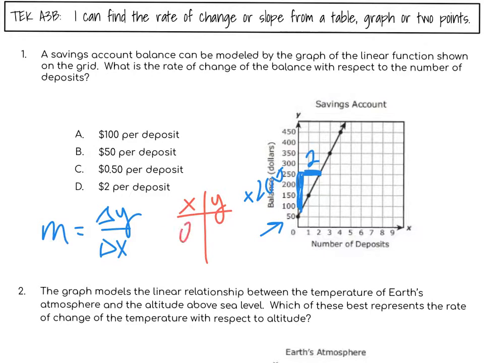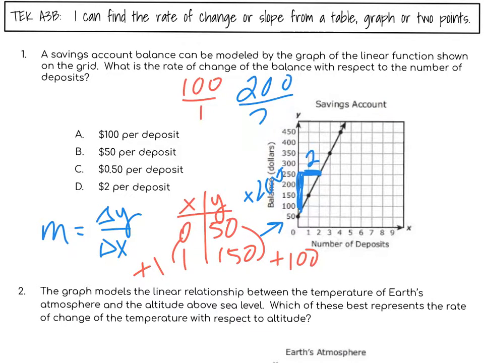The other thing you can do is pull points off of your graph. So 0, 50, and then 1, 150. So you see this changes plus 100, this changes plus 1. Okay, so either way you do it, 100 over 1, or if you count it on the graph and you got 200 over 2, it's still going to give you A for your answer, $100 for every deposit.